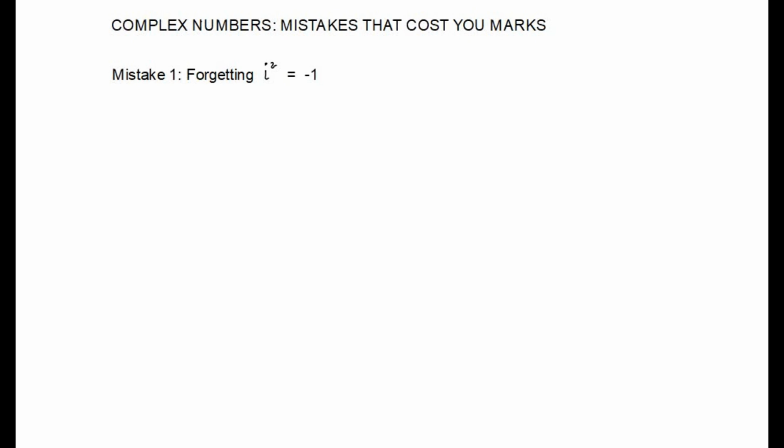Many simplification errors come from forgetting that i squared is equal to negative 1. So for example, if you have 3i squared, you need to replace that with negative 3. And similarly, we also need to remember that all other powers of i have to be simplified. So for example, i cubed would be i squared times i, which is negative 1 times i, which is negative i. Forgetting this rule leads to incorrect answers later in the question.